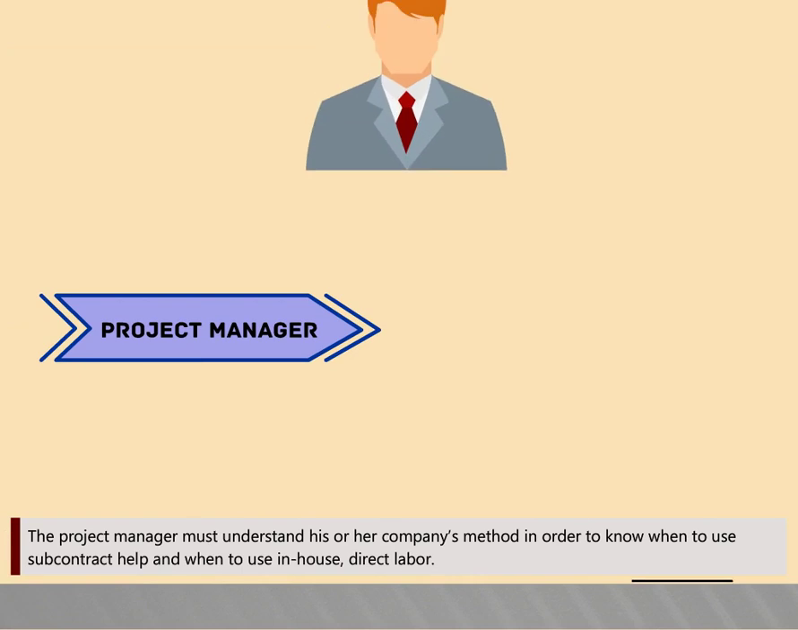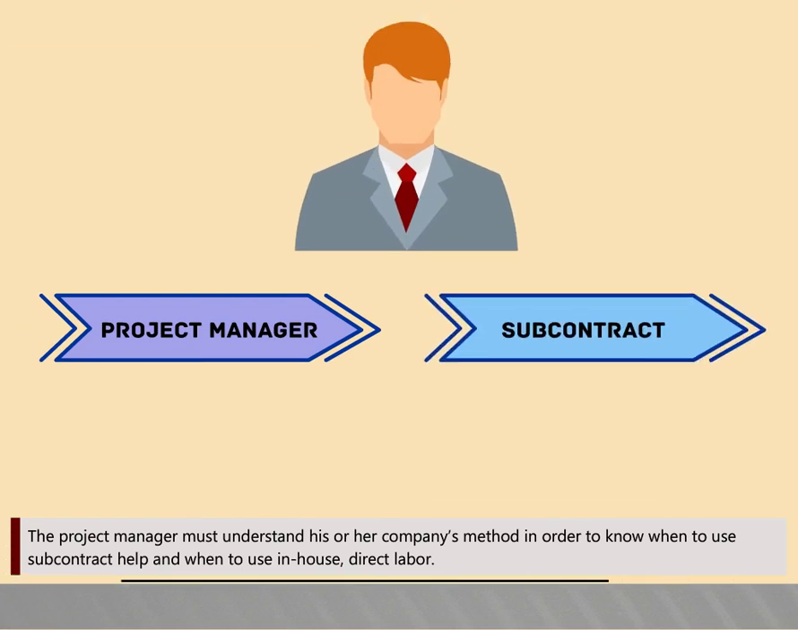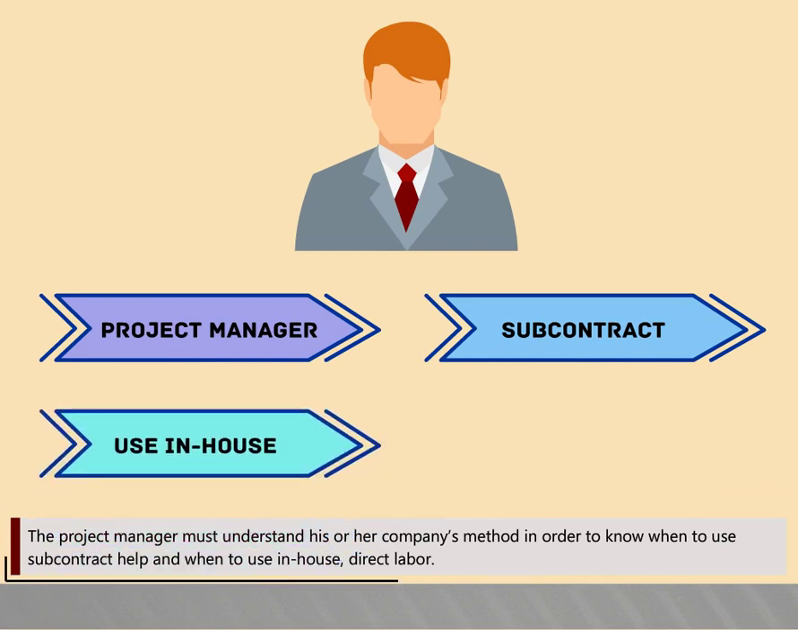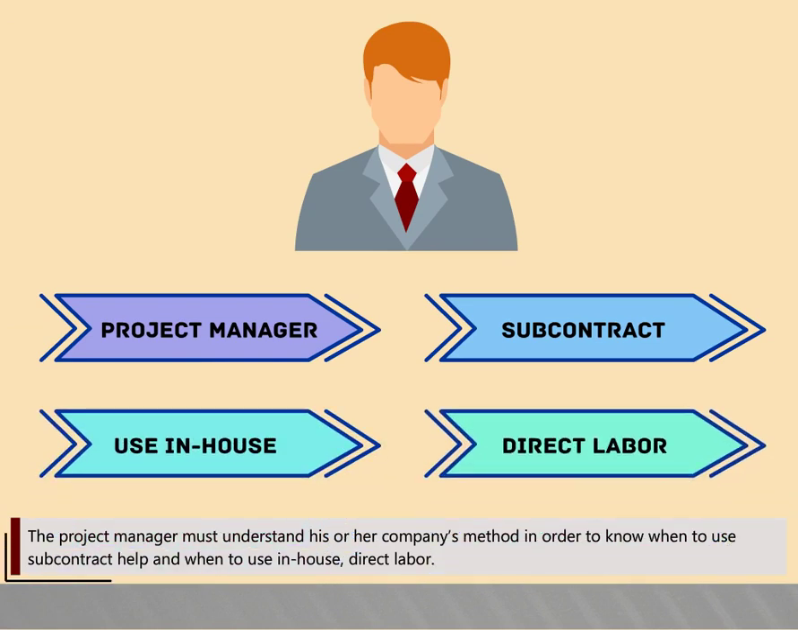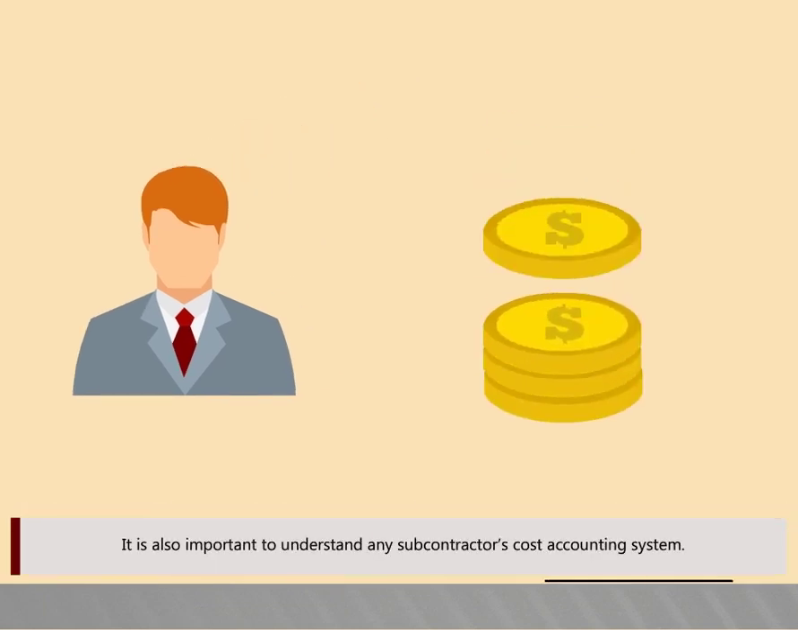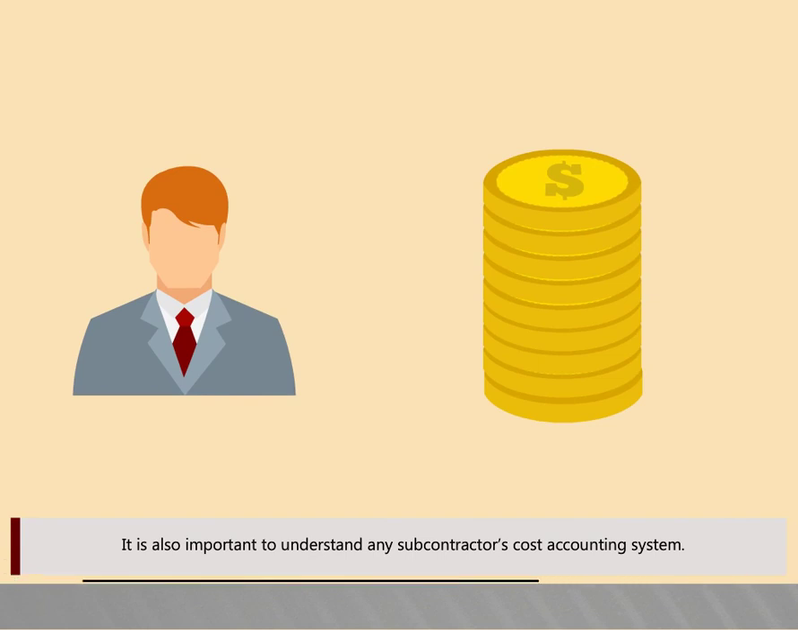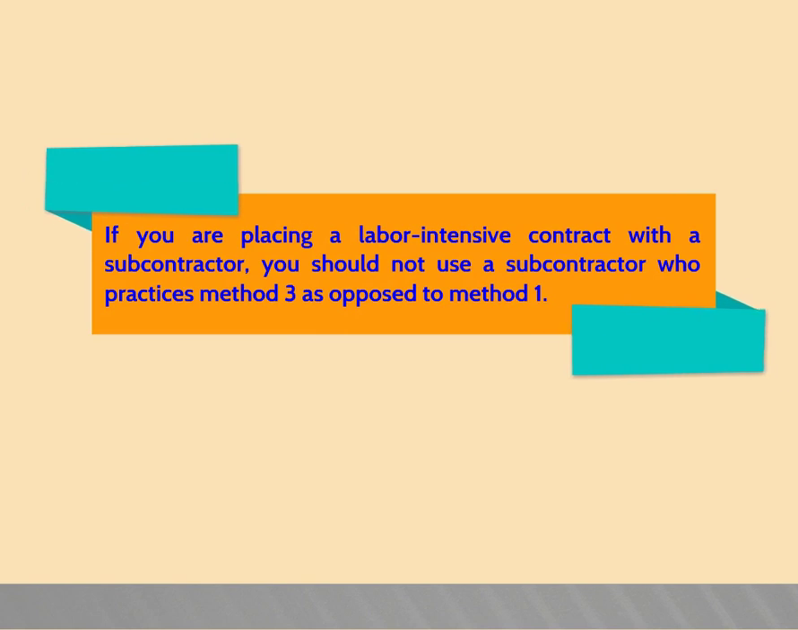The project manager must understand his or her company's method in order to know when to use subcontract help and when to use in-house direct labor. It is also important to understand any subcontractor's cost accounting system. If you are placing a labor-intensive contract with a subcontractor, you should not use a subcontractor who practices Method 3 as opposed to Method 1.